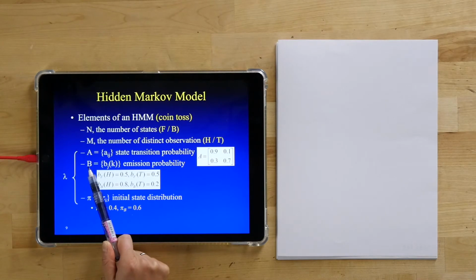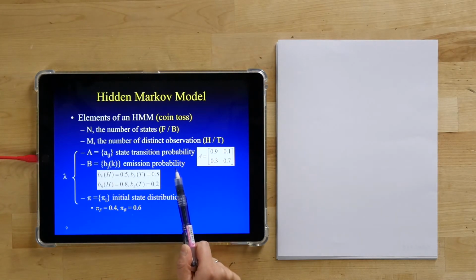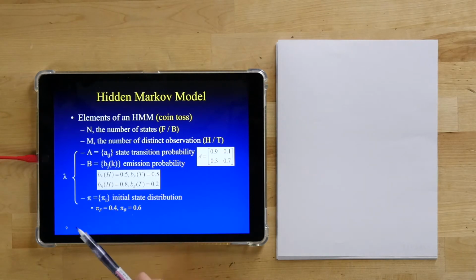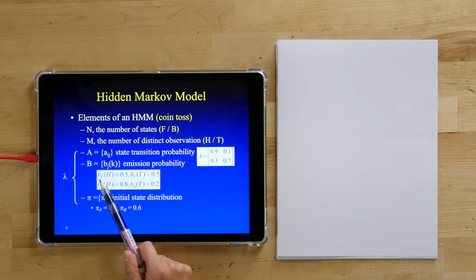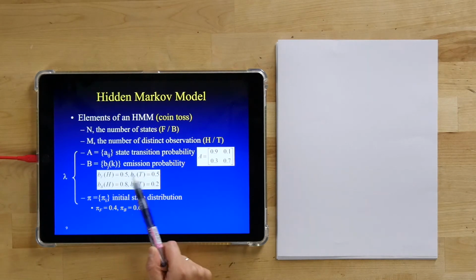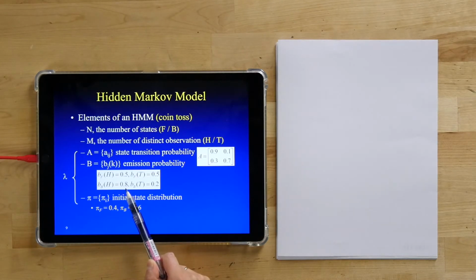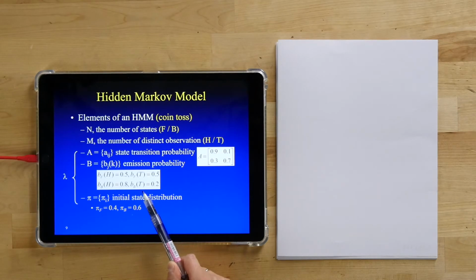And we also have the emission probability, which is the probability of giving head or tail given the coin I'm using. So in this case, if I have a fair coin, I'll have a 50-50 chance of giving out a head or tail. But if I'm using a bias coin, you can see it's biased because there's an 80% chance I'll get a head and a 20% chance I'll get a tail.